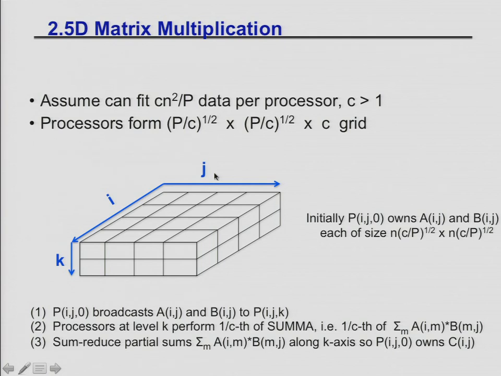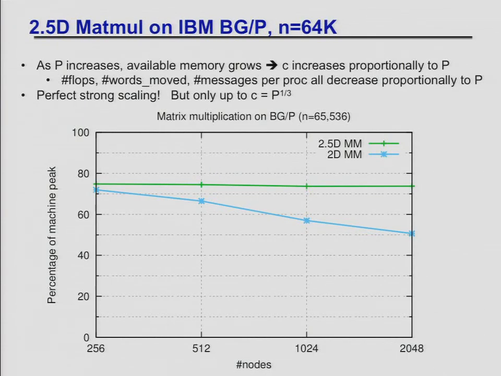So I'm almost done. Let me just tell you how good this is. It scales perfectly. You don't see communication at all, in a certain sense. So the thing is, as P increases, every time you add a processor, you get more memory. So in fact, if I can run my problem on P processors and I double the number of processors, the total amount of memory also doubles. And so c increases proportionally to P. And so the number of flops, the number of words, everything, they all decrease proportionally to P. It scales perfectly. I don't notice any slowdown when I increase the number of processors.